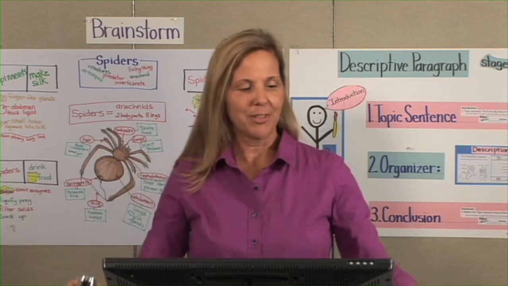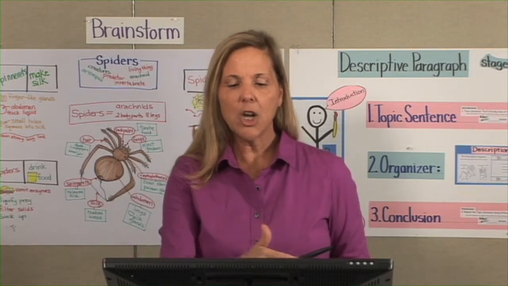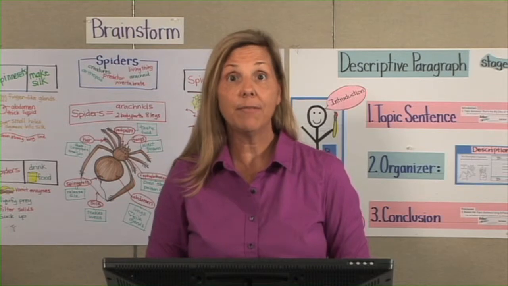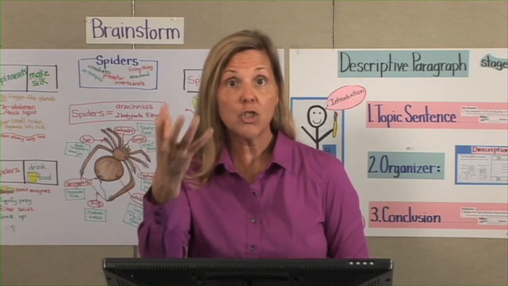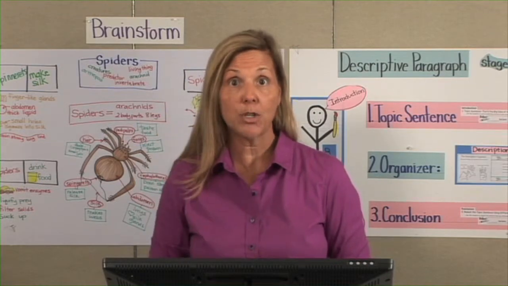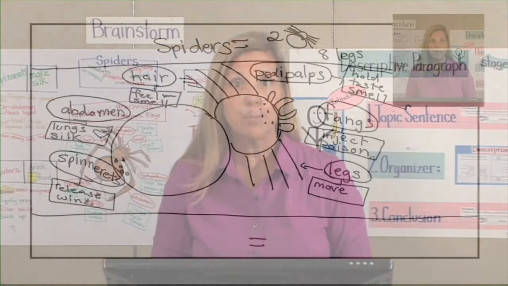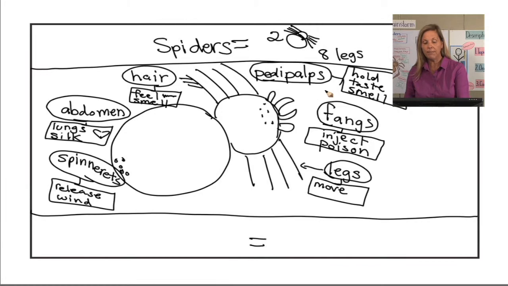Add fancy words. Let's see if we can go back and describe any of these body parts so that our reader not only can know the function, but can visually see each part to build that visual in their brain. Let's start with the fangs. What is it about the fangs that we want the reader to see? Ooh, they're pointy. So the pointy fangs.